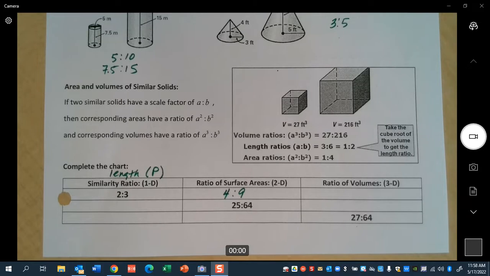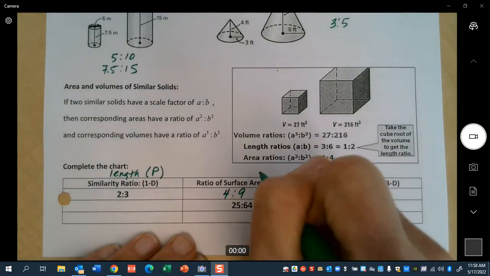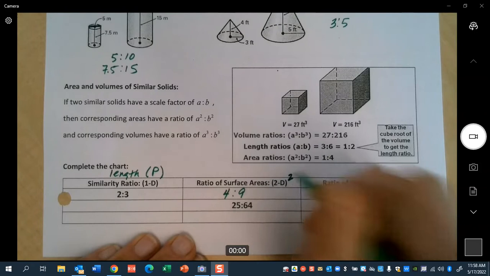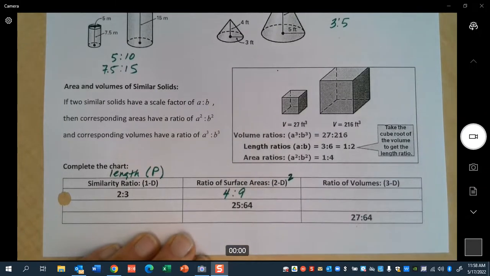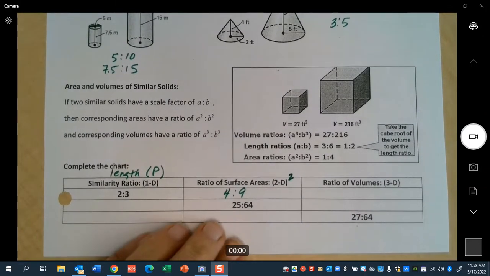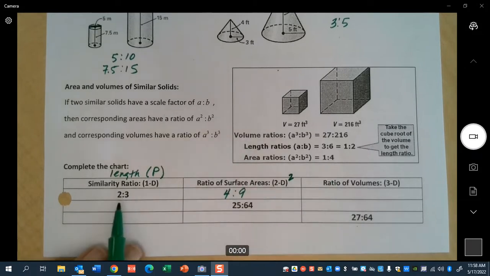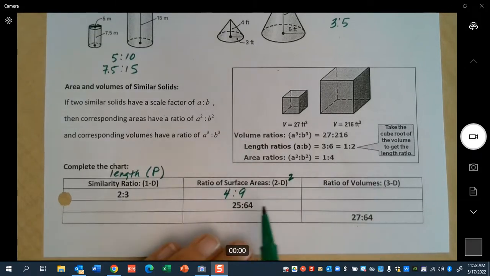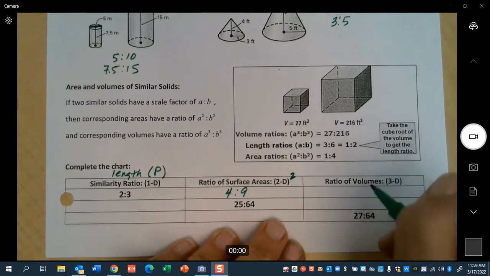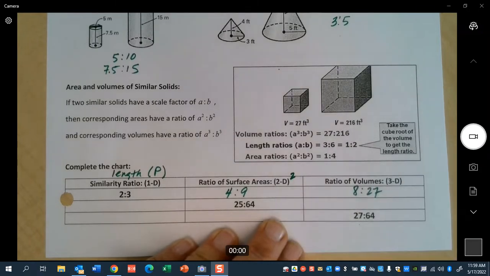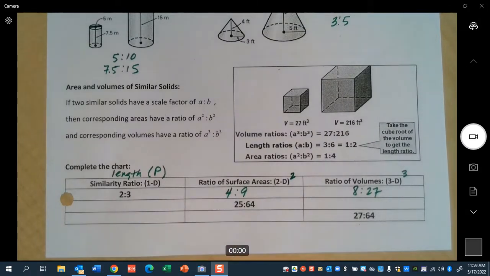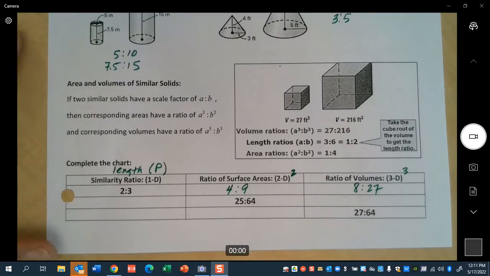So what do you notice? Squares. So our values are squares. And remember, we're measuring it in units squared. If I have a one-dimensional relationship of 2 to 3, a surface area relationship of 4 to 9, I'm going to have a volume relationship of 8 to 27. What did I do? I cubed. Make sure you understand these notes.